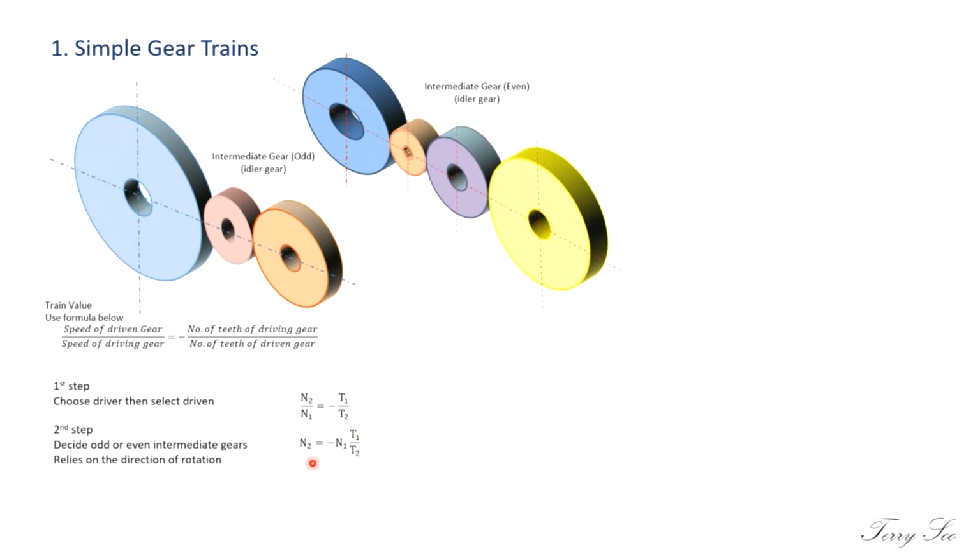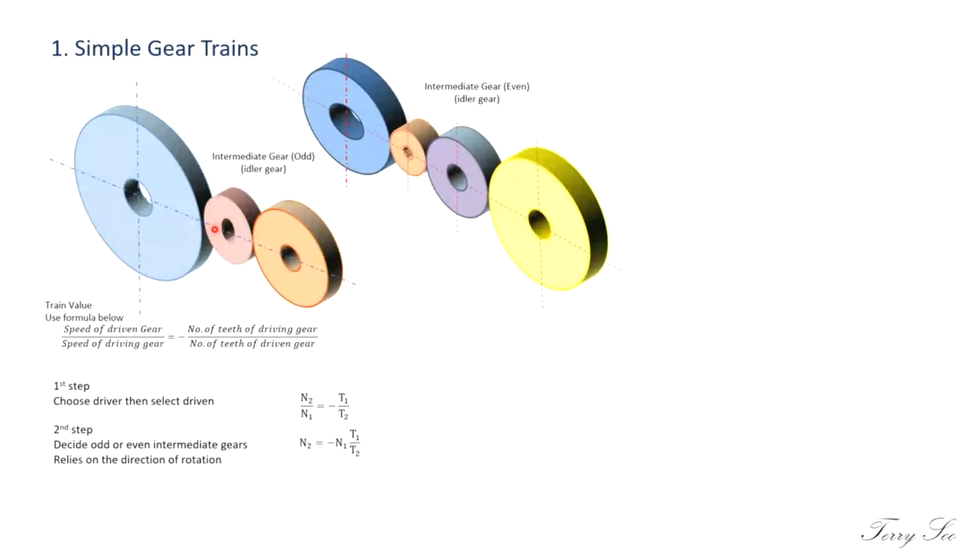So you can easily find the speed of the driven gear like this, by knowing the number of teeth of both the gears and the speed of the driver. Move on until you finish the whole transfer of motion.